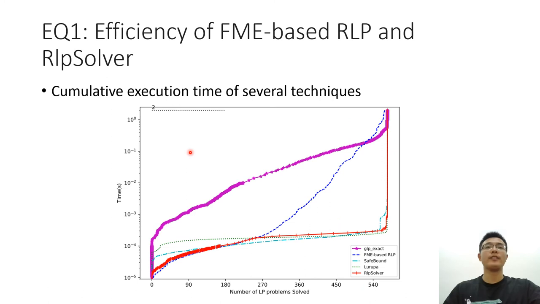This figure shows the cumulative execution time of several techniques. From this figure, we can see that FME-based RLP and RLP Solver take less time over the left half part than safe-bound and Lulupa. Over the right half part, the performance of FME-based RLP decreases a lot, while the execution time of safe-bound, Lulupa, and RLP Solver are still in the same order of magnitude.